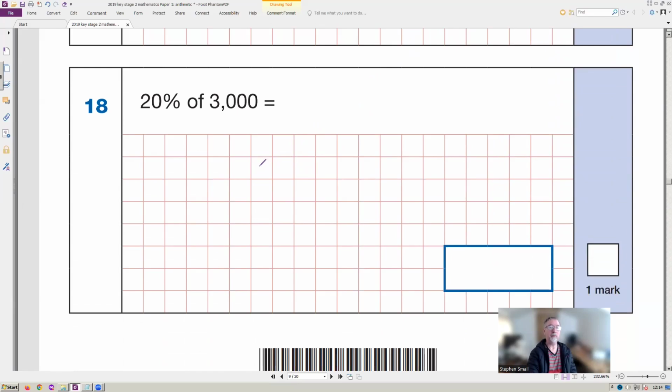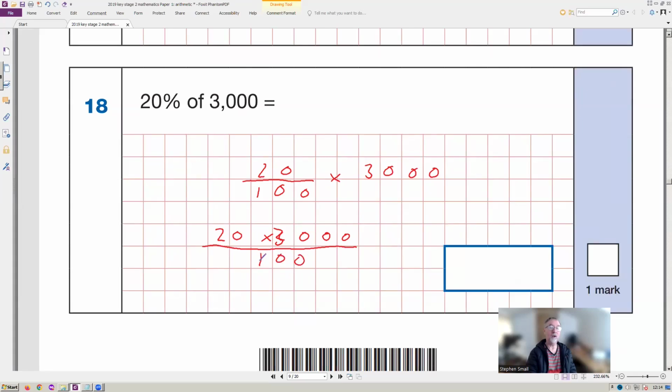20% of 3,000. I always think it's good to just put it straight down. 20% means 20 over 100 times by 3,000. Now, just like when we multiply by 10 or any multiple of 10, if we're dividing, this is division. Whenever you see a fraction and it's over something, it's a division. And we can apply it to the whole thing. So we could rewrite this as 20 times 3,000 all over 100.